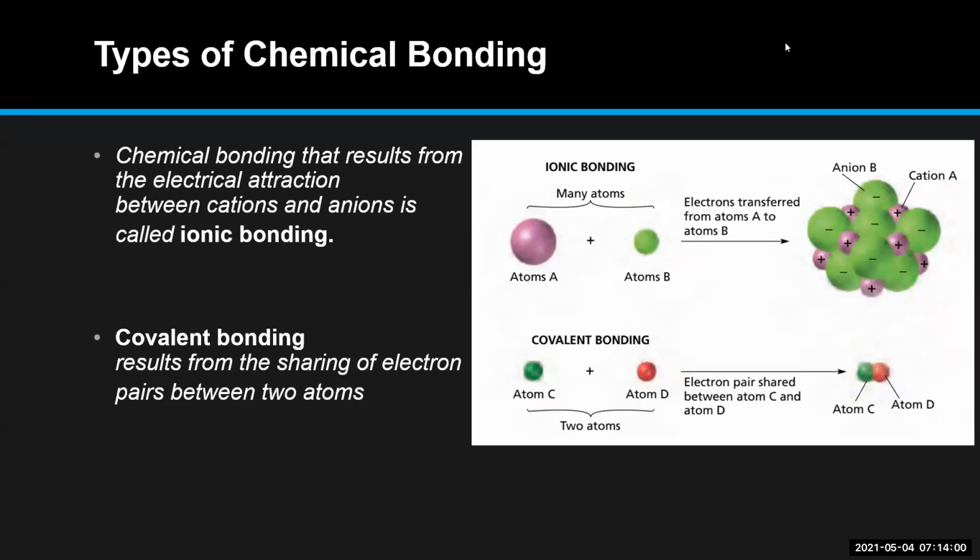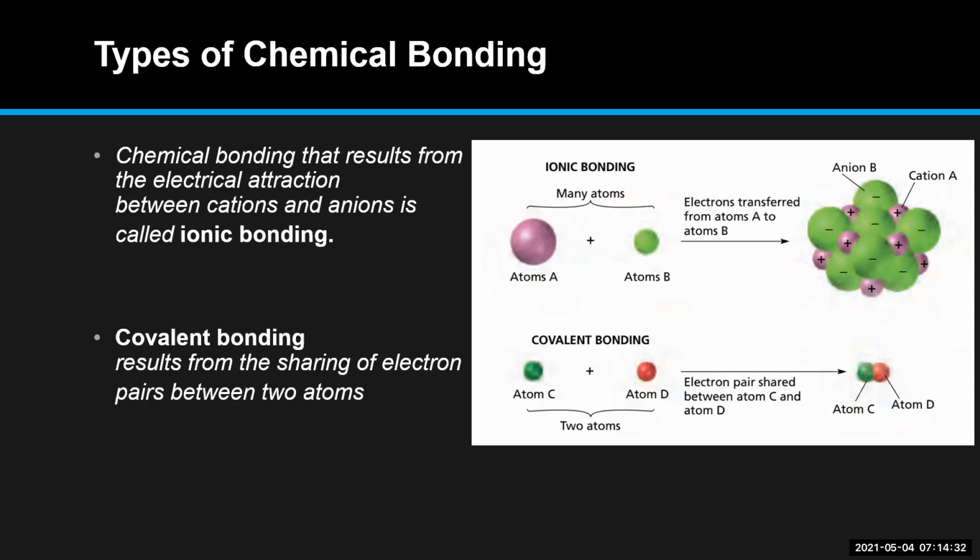And now these are the types of chemical bonding. We can have two types of chemical bonding, ionic and covalent. Ionic is chemical bonding that results from the electrical attraction, remember this, electrical attraction between cations and anions. So when the positive and negative are attracted to each other, we call that kind of bonding ionic.